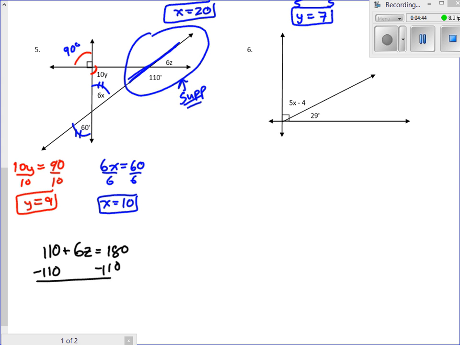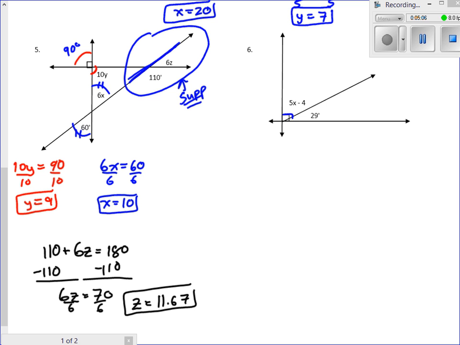Subtract 110 from both sides. So 6z equals 70. Divide both sides by 6. We're going to get ourselves a nice decimal here. Not that big of a deal. We'll just round that to 2 decimal places, so 11.67.